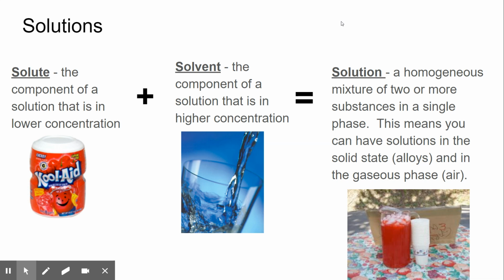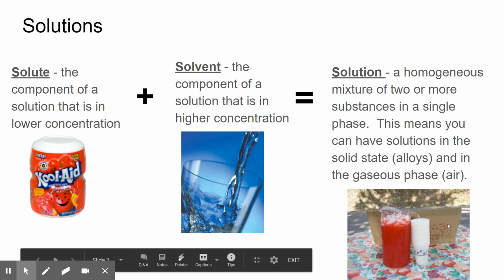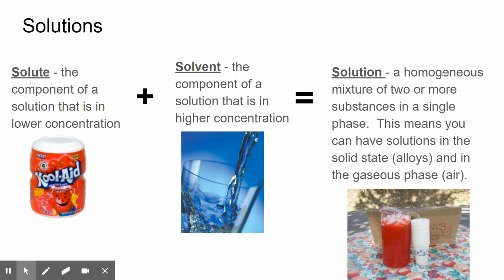Now a solution is a homogeneous mixture. Homo means the same, so it's the same throughout. It looks the same throughout, so you can't distinguish the different parts of the mixture. It's a mixture where you can't distinguish the two parts or three parts. It's a homogeneous mixture of two or more substances in a single phase.